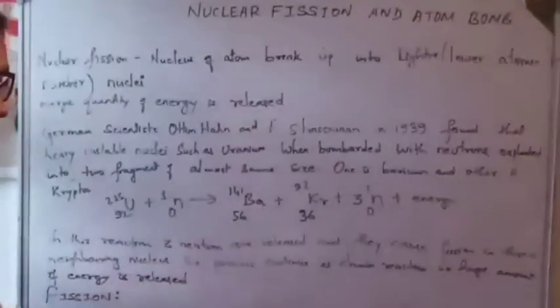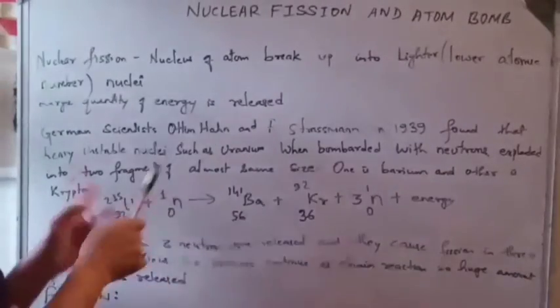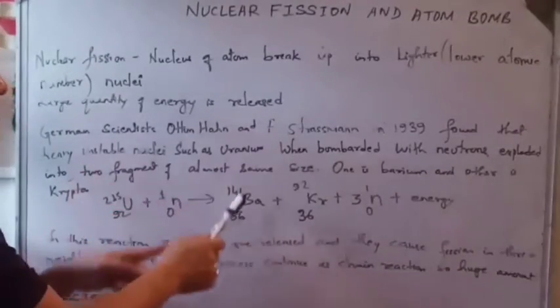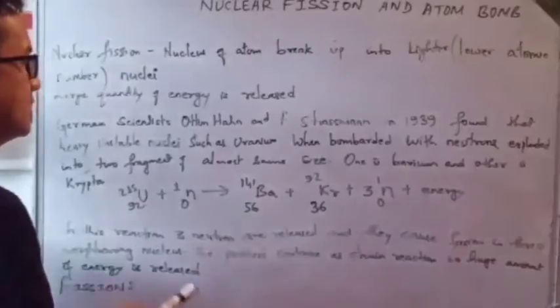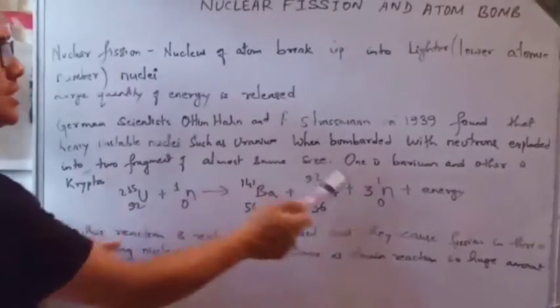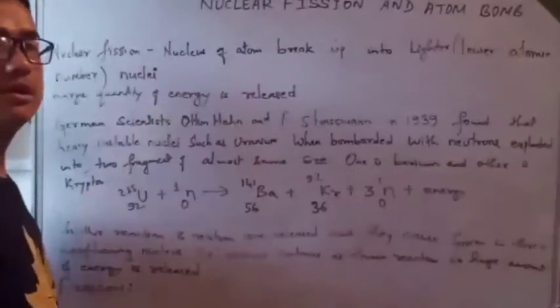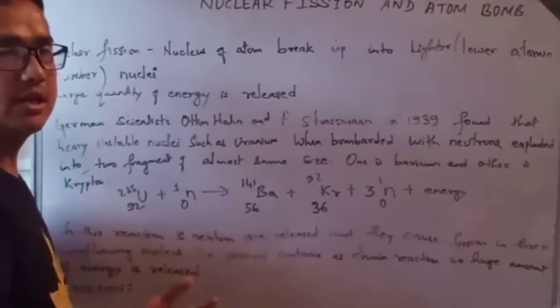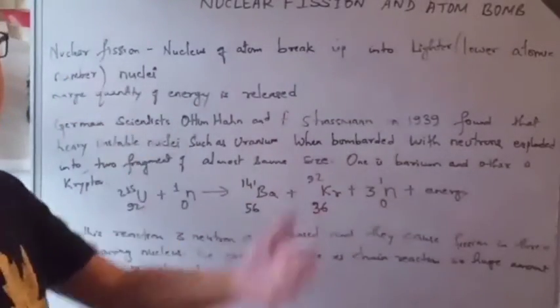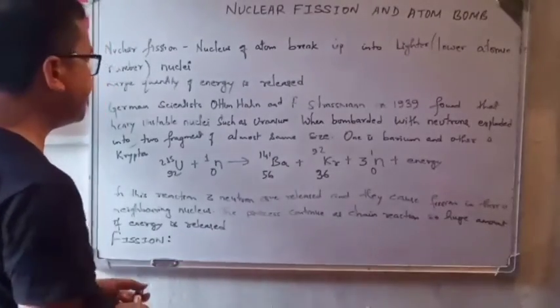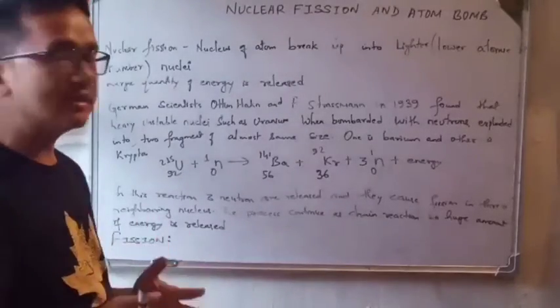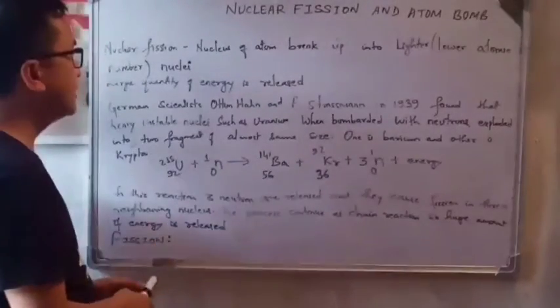These 3 neutrons again bombard other uranium, and it will produce the same reaction again. So there will be a chain reaction. First, 1 neutron produces 3 neutrons, and these 3 neutrons again bombard other uranium and produce more neutrons. In this way, more and more neutrons will be produced, and they will bombard more and more uranium, and in this way a large amount of energy is produced during nuclear fission. So it's the chain reaction. Due to chain reaction, a large amount of energy is produced in nuclear fission.